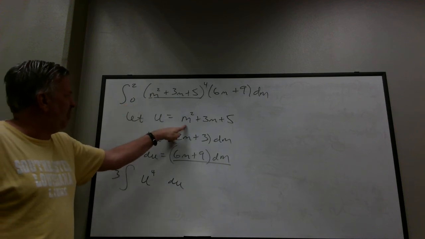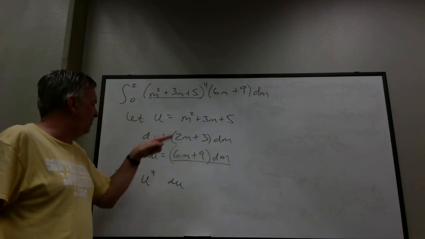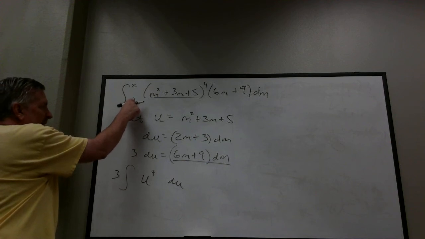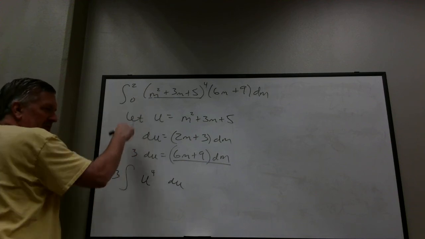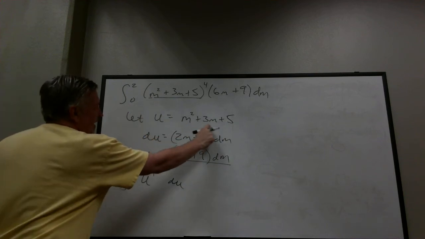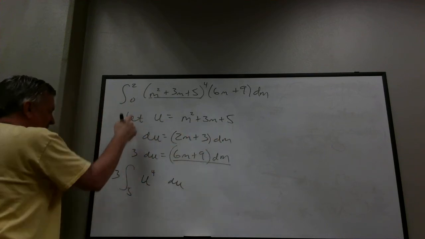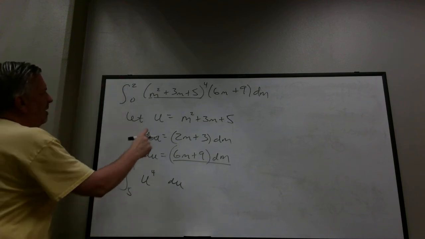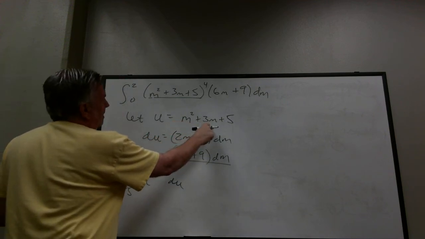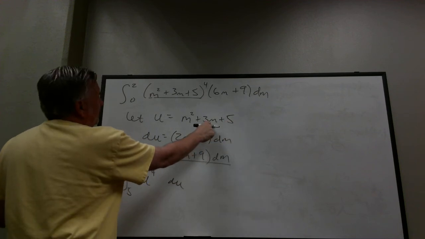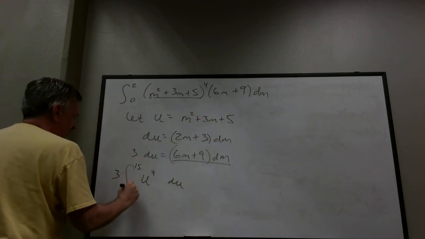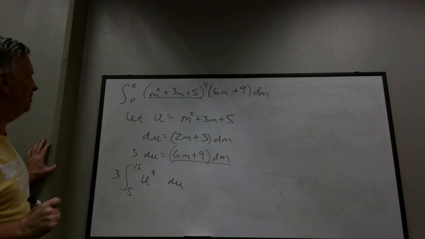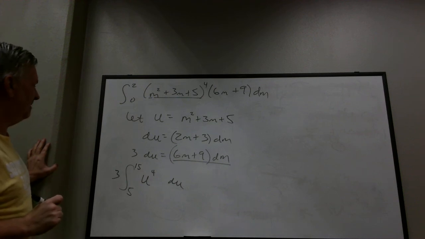When m is 0, what's u? 0 plus 0 plus 5. u is 5. Now, if you put the number you plugged in for m in the same location, even if the numbers get bigger or smaller, right? So when m is 0, u is 5. So 0, 5. And then when m is 2, what is that? 2 squared is 4, plus 6 is 10, plus 5 is 15.